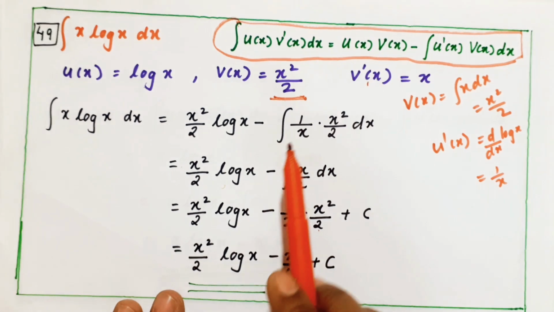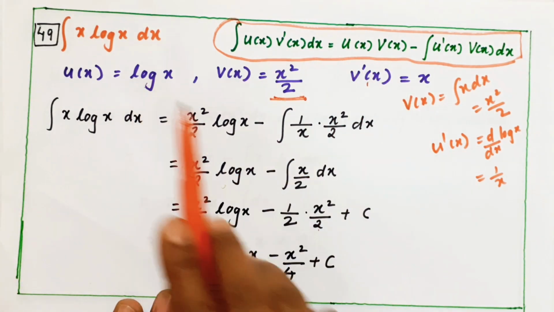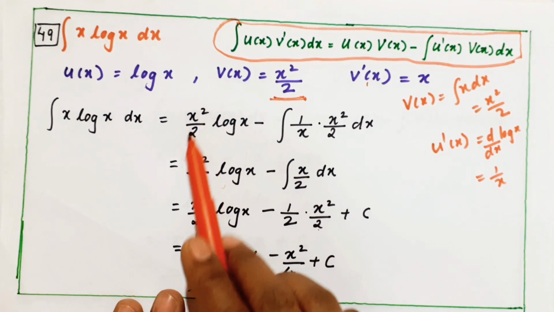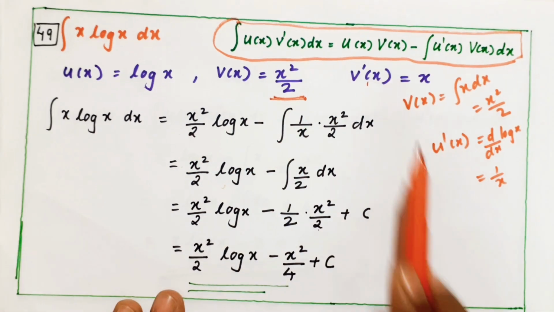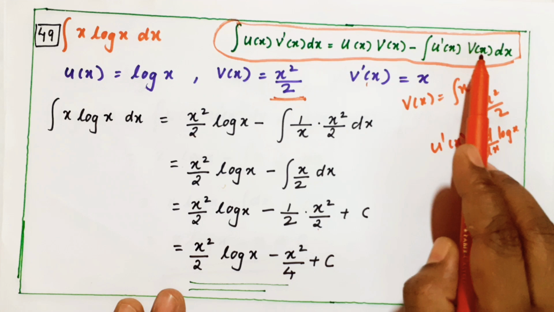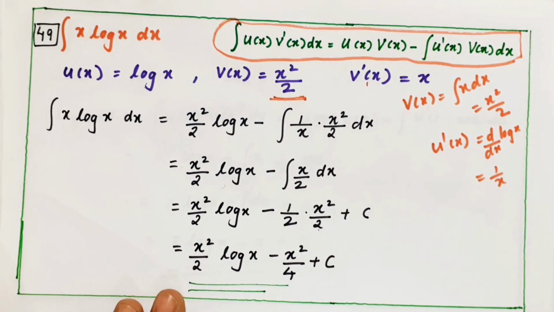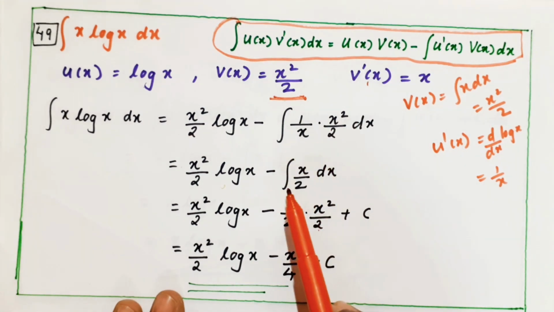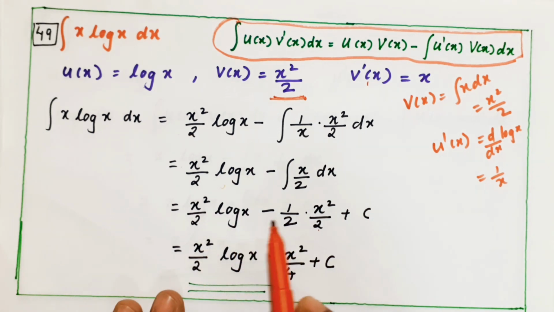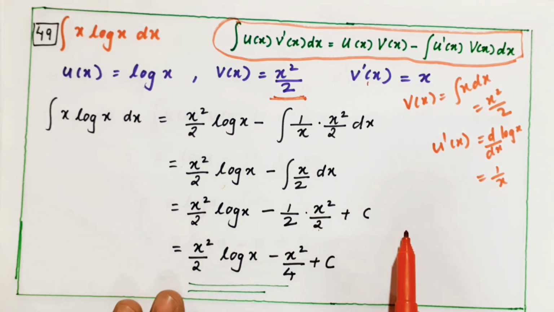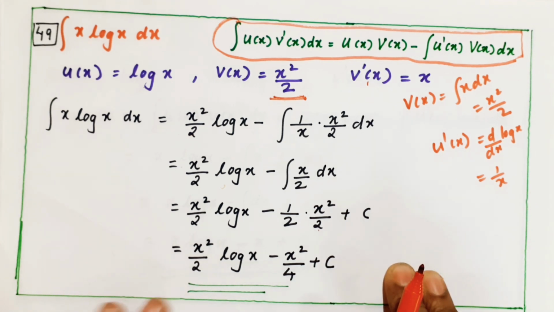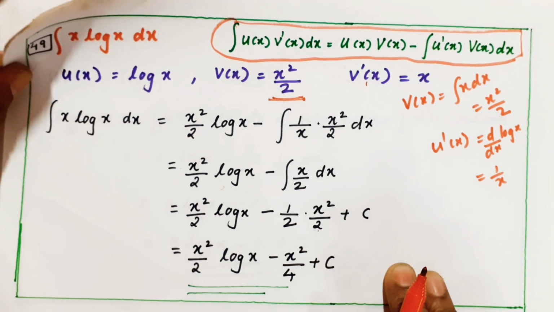After that, substitute here. What are we doing? U of x, that is log x, v of x, x square by 2, minus integral of u dash x, 1 by x, v of x, x square by 2 dx. That gives x square by 2 log x minus, same terms cancel, x by 2. Again we need to integrate it. That is x square by 2 log x minus 1 by 2 x square by 2 plus c. That is x square by 2 log x minus x square by 4 plus c. Clear? Simple only, no? So the thing is, you have to understand the basic formula.